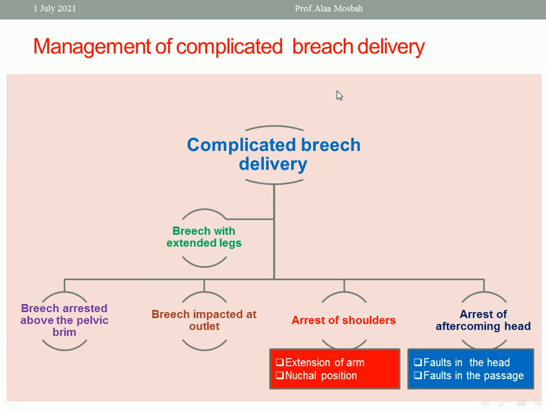So I gathered this complicated breech delivery: breech with extended leg, breech arrested above the pelvic brim, breech impacted at the outlet, arrest of the shoulder, arrest of the aftercoming head. What are we going to do in each one?